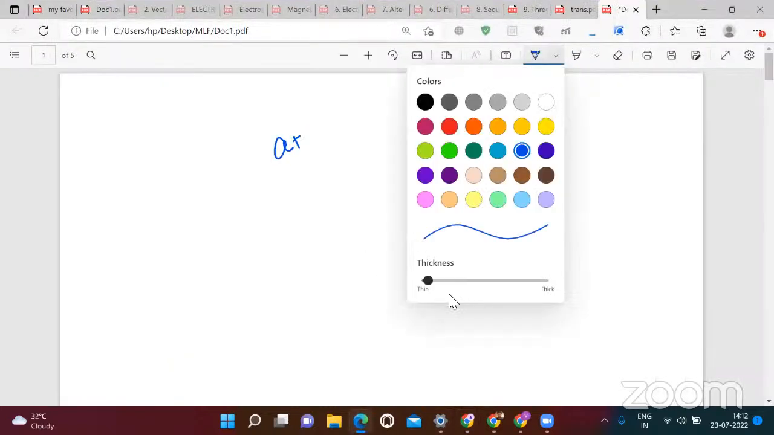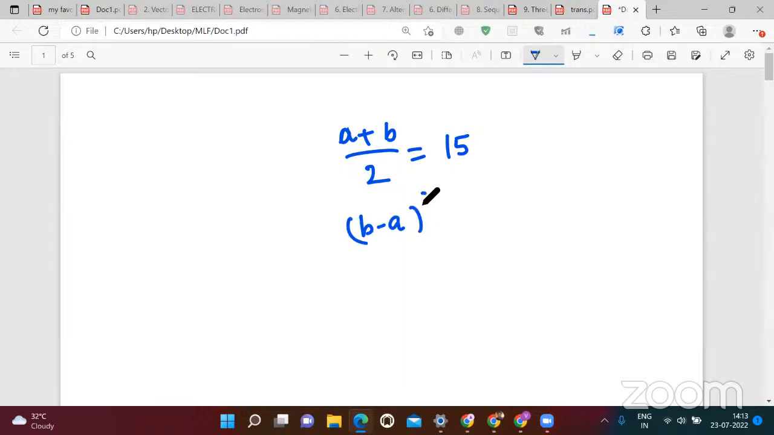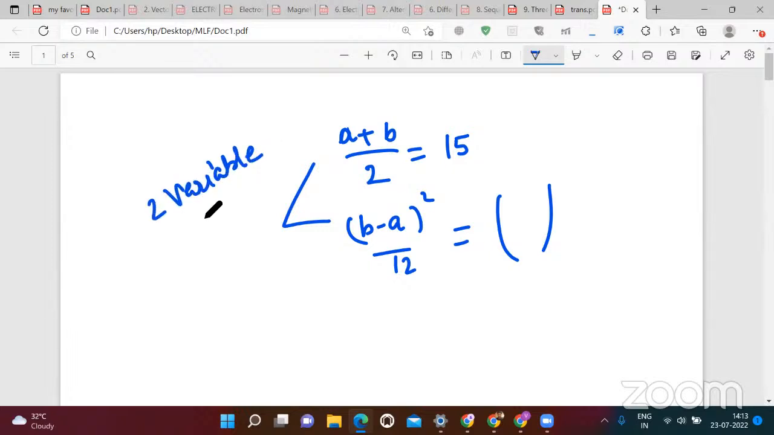So the first condition is (a plus b) by 2 should be equal to 15. And then the other condition is what? (b minus a) whole square upon 12 is equal to the value given here. So now you have two equations and two variables, right? If you solve, you will get the value of a and b, right? Yes, sir.